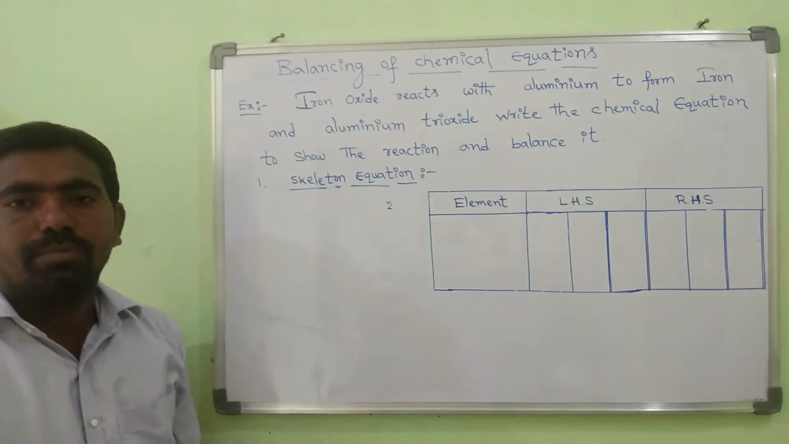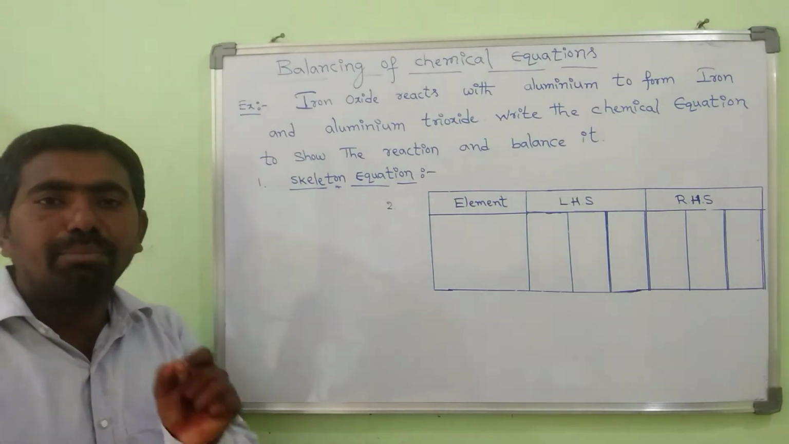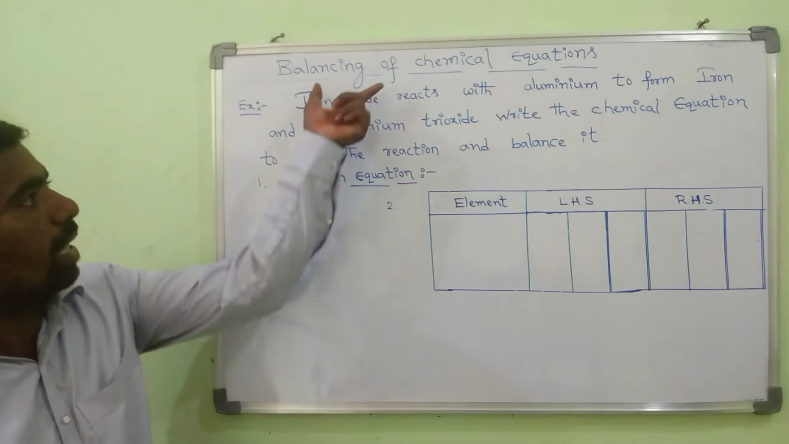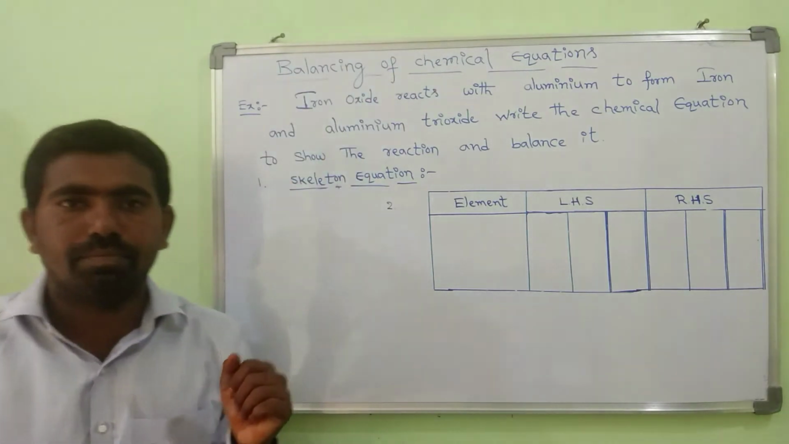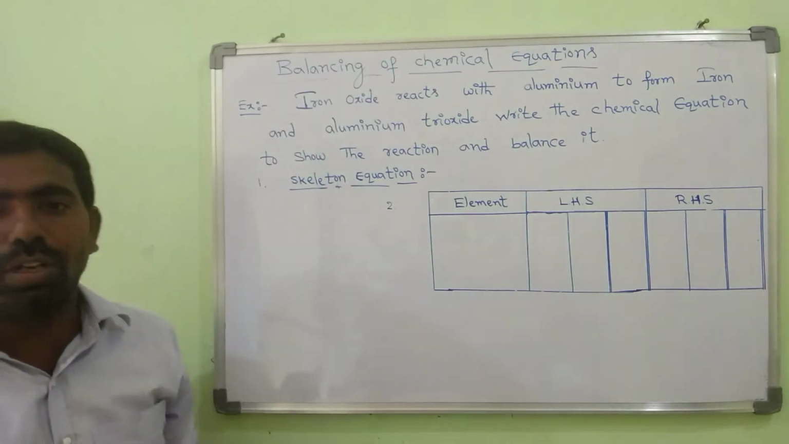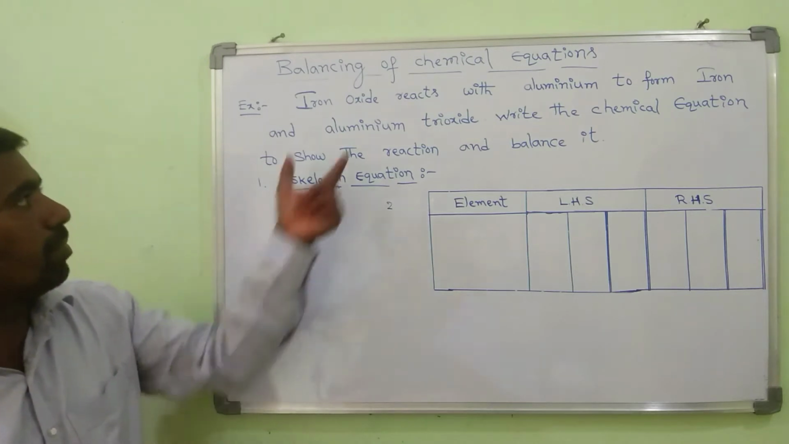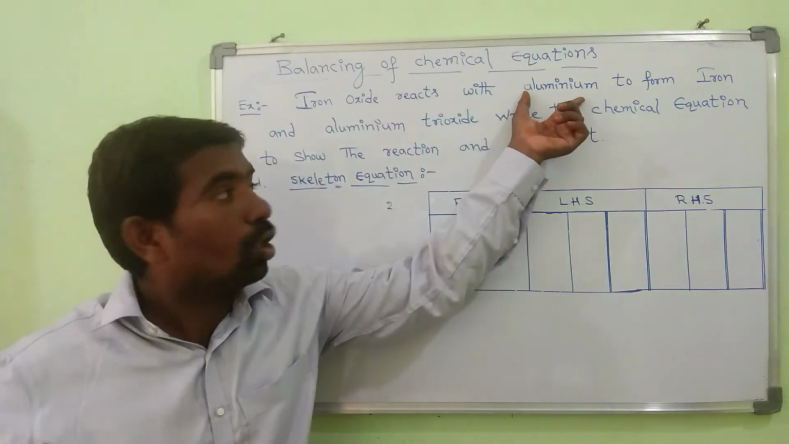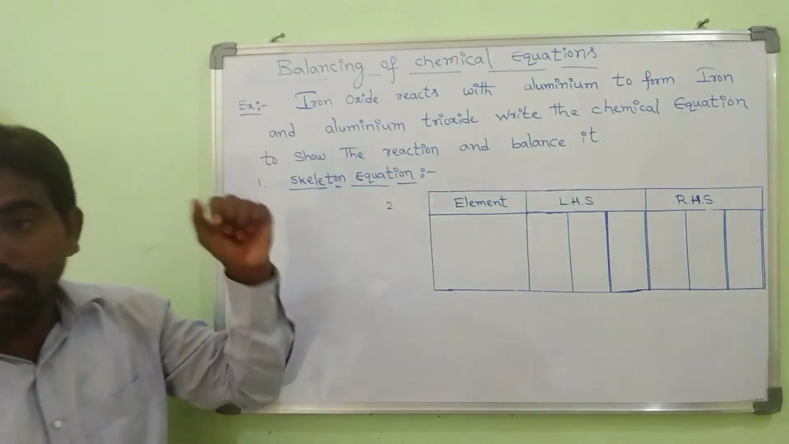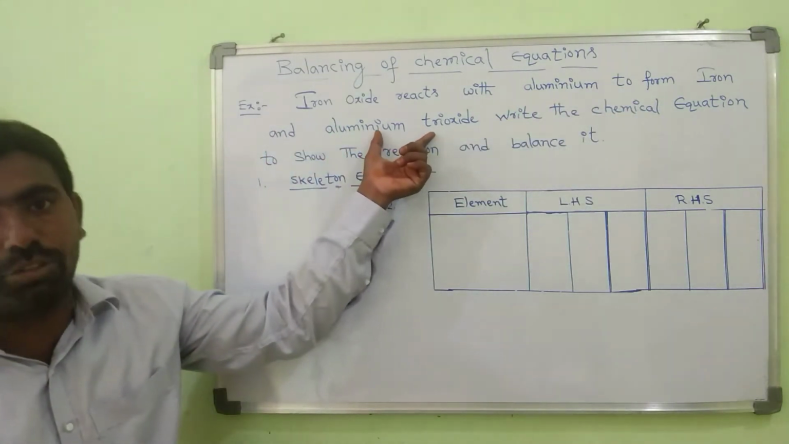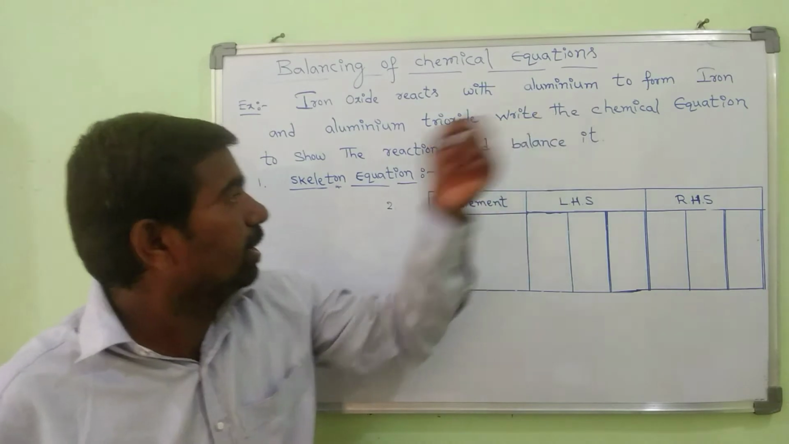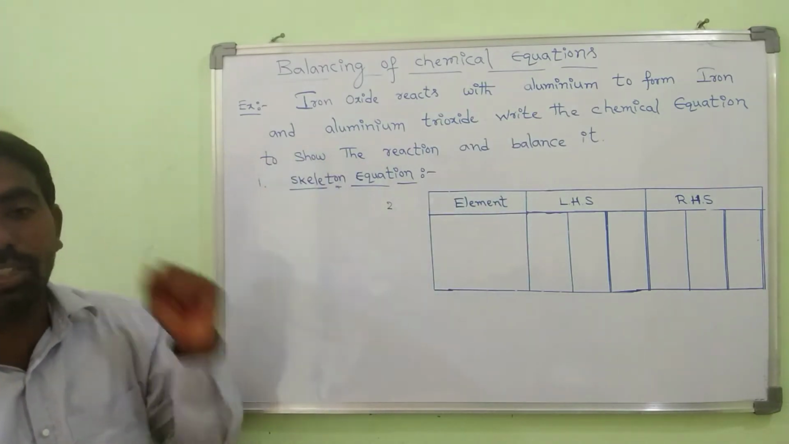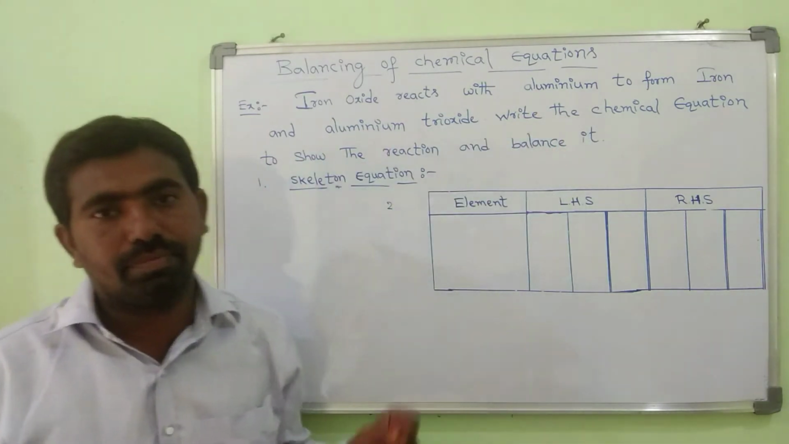Dear students, in this class I am teaching a simple method for balancing of chemical equations. For this I am taking one example. The example is: iron oxide reacts with aluminium to form iron and aluminium trioxide. Write the chemical equation to show the reaction and balance it.